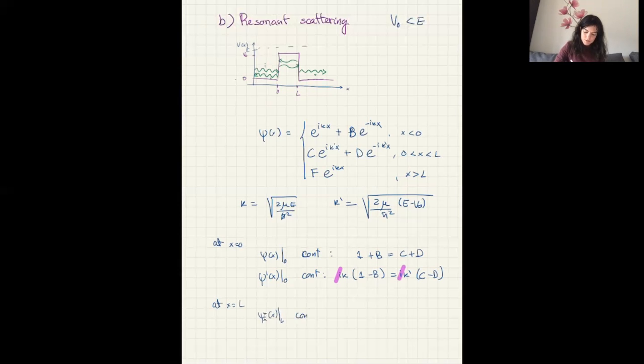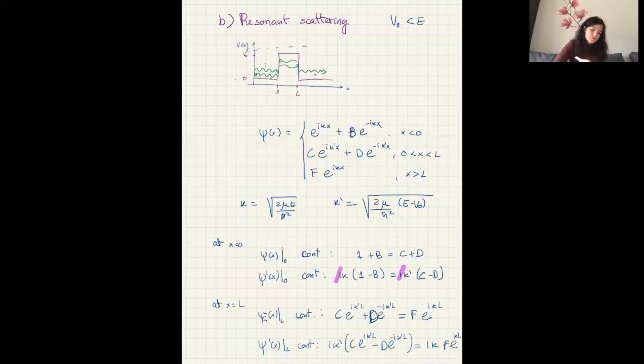if you look at the wave function continuity condition, what we get is c e to the i k prime L plus d e to the minus i k prime L equals f e to the i kL. And here for the derivative we get ik prime, c e to the i k prime L minus d e to the minus i k prime L, equals ik f e to the i kL.